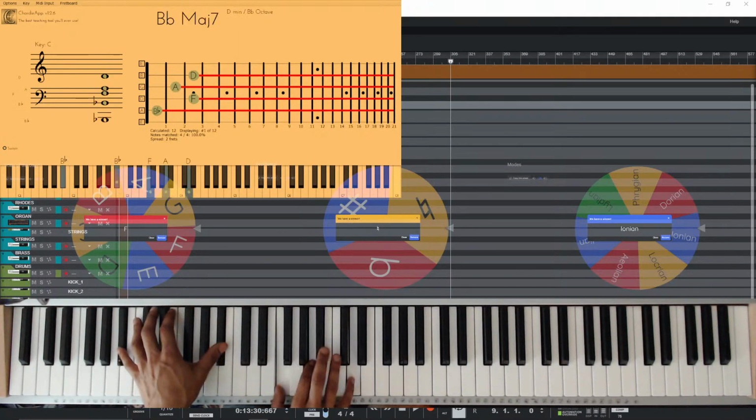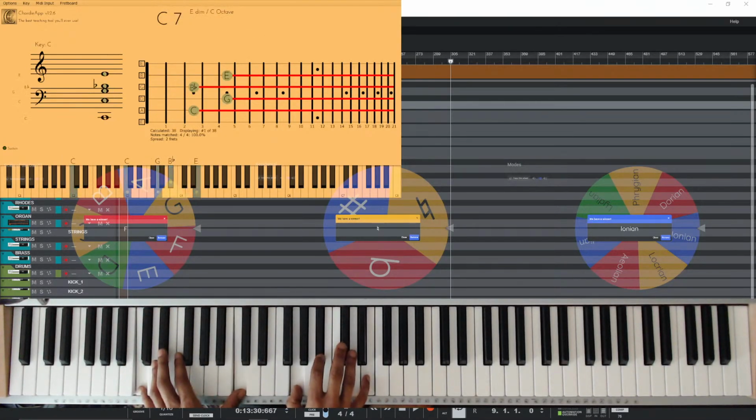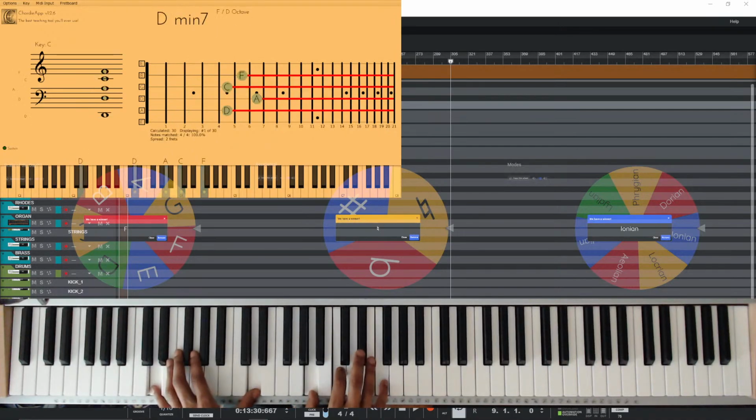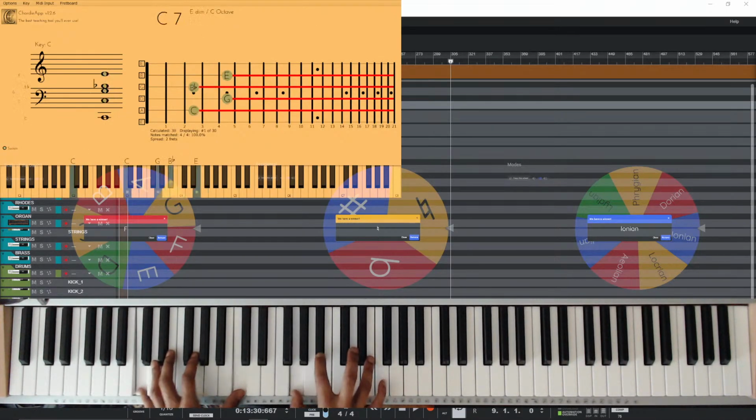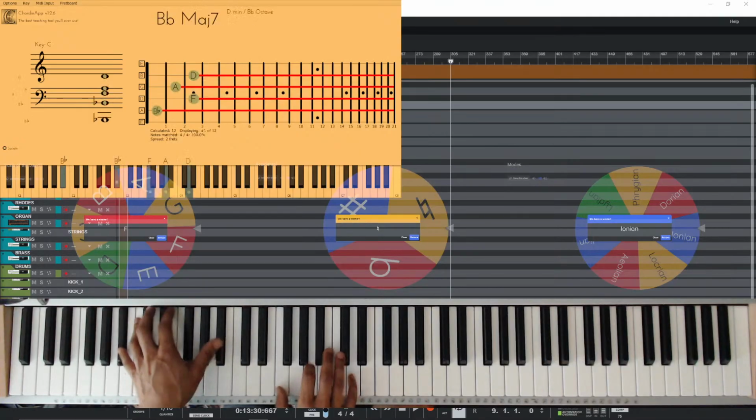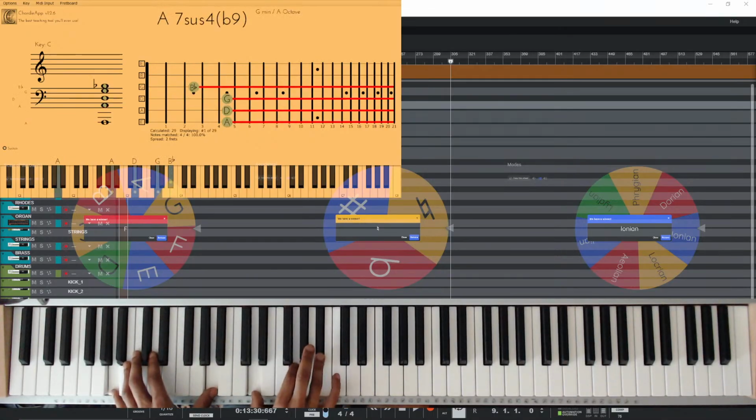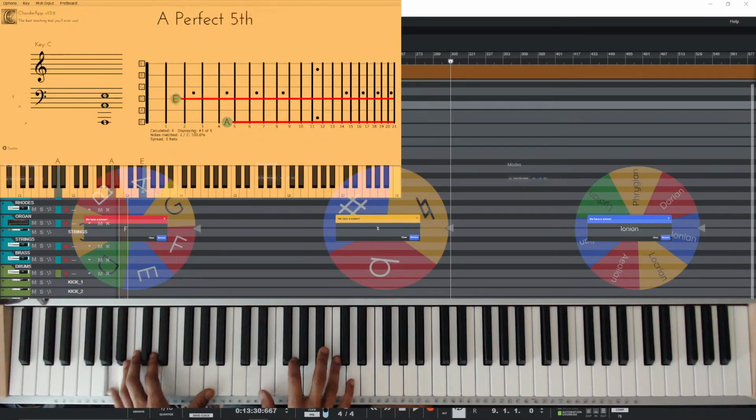Oh no, I always do this. I always play on that. That's unfortunate. Oh no, no, no. This is not how it goes, my friend.